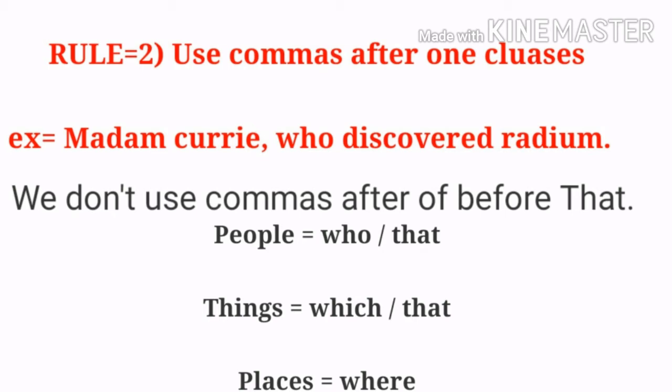The second rule is to use commas after one clause. For example, Madame Curie, who discovered radium. Here we use a relative pronoun such as who. If you want to write about people, then you have to use who or that. For things, we have to use which or that, and use where as a relative pronoun for place.